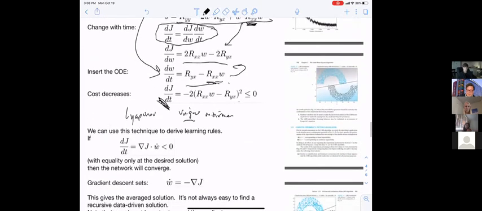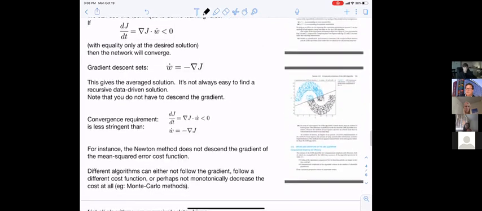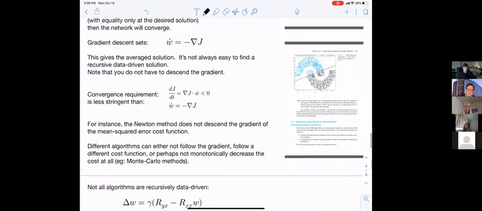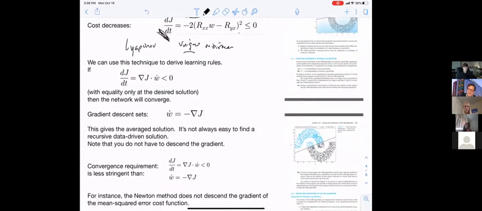Okay. We've talked about this issue of how you derive learning rules from this, and we've done that before. But the basic concept here in the multivariate domain is if you set dJ/dt equal to the gradient of J, well, dJ/dt is equal to gradient of J times w dot. What you want is you want this to be less than 0. And you can always do that by setting w dot equal to the negative gradient. That's why gradient descent works.